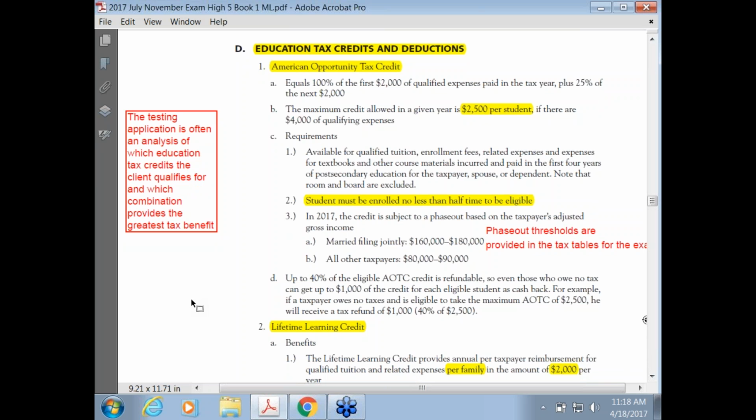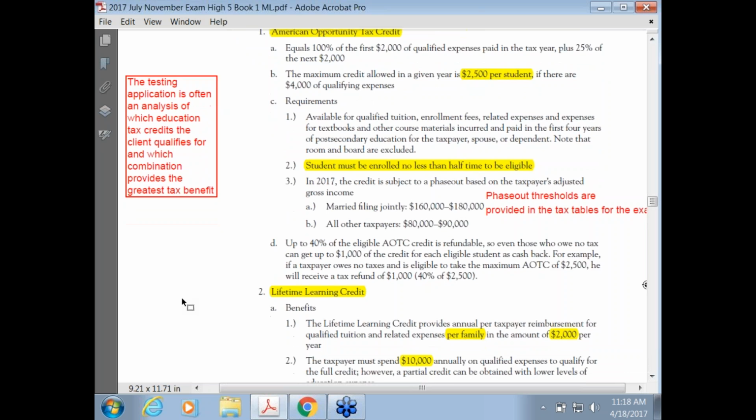I don't think you'll get into something about part of the AOTC being refundable. It's good to know, but I think it's more likely just which tax credit would you tell the client to take or how much of a tax credit it would be.